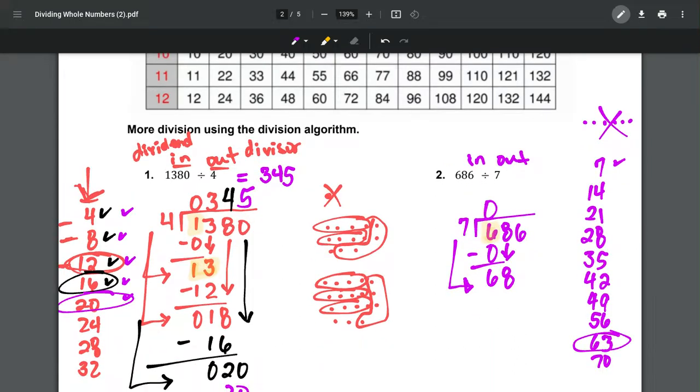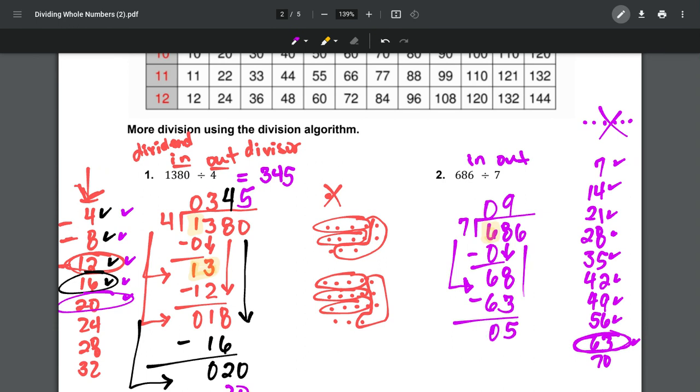That's how many 7s? How many groups of 7? 1, 2, 3, 4, 5, 6, 7, 8, 9. 9 groups of 7. So I'll put the 9 here. And 9 groups of 7 is 63. The number I circle is the number I subtract. I'm going to subtract 63. 8 minus 3 is 5, and 6 minus 6 is 0.